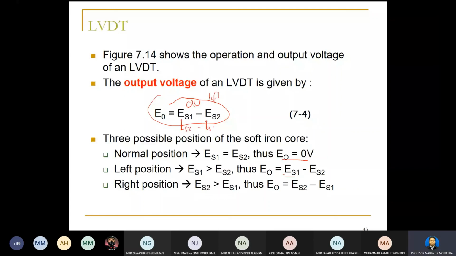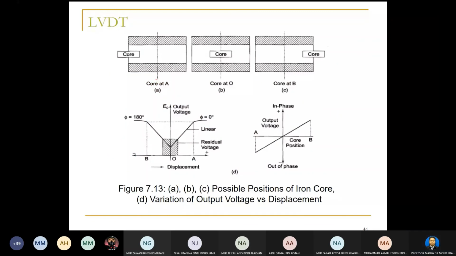So this is some example. You can see this is the normal position. For example, this is to the right, and then to the left. The equation you can see here: to the right, S2 minus S1. This one is S1 minus S2.